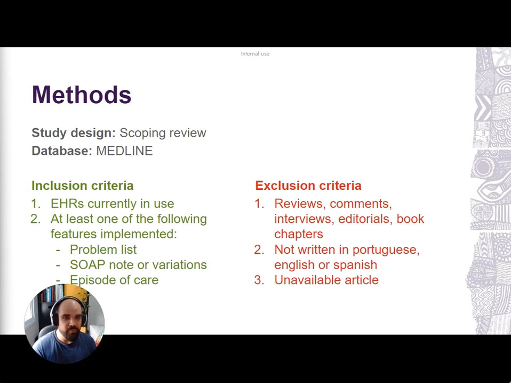We searched through the Medline database, and we included studies that involved electronic health records that were currently in use and that had some feature related to the problem-oriented approach, such as a problem list, a SOAP note or any variety of it, and an episode of care structure. We excluded reviews, comments, interviews, editorials, book chapters, and we also excluded articles which were not written in Portuguese, English, or Spanish, and some of the articles were unavailable to us.